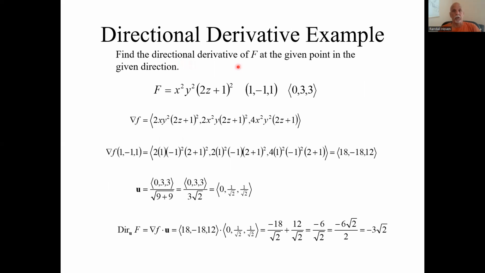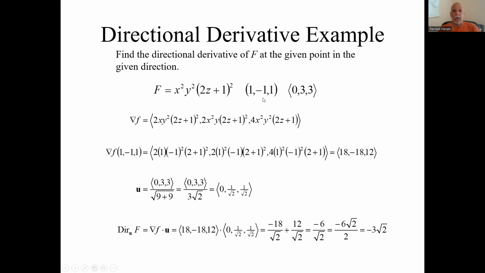Here's an example. Find the directional derivative of this given function at the given point in the given direction. So we need all 3 of those things: a function, a point, and a direction. First thing you have to do is take the gradient, which means take all those partials. We take the partial with respect to x, and you're going to get 2x times the rest of it. With respect to y, you're going to get 2y times the rest, etc. Assuming you can take partial derivatives, which we covered in a previous video.